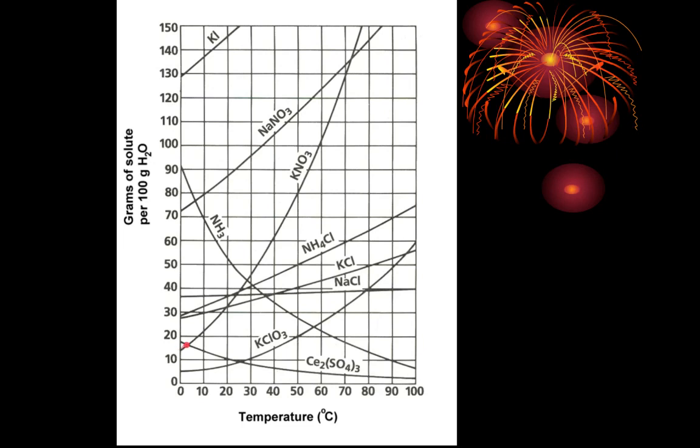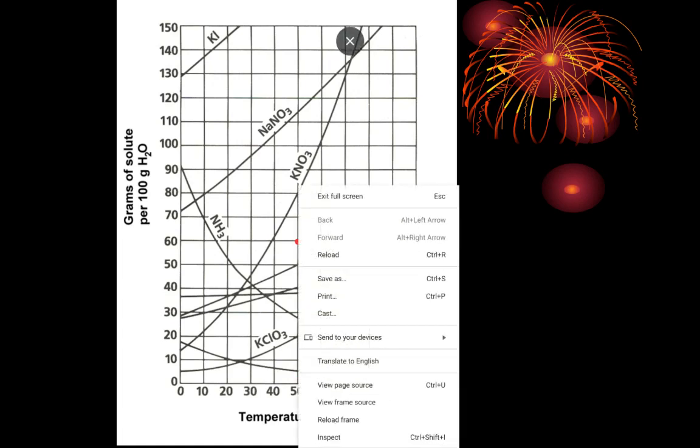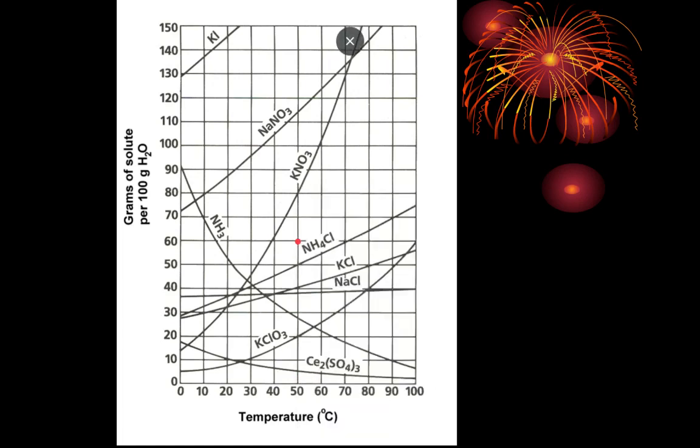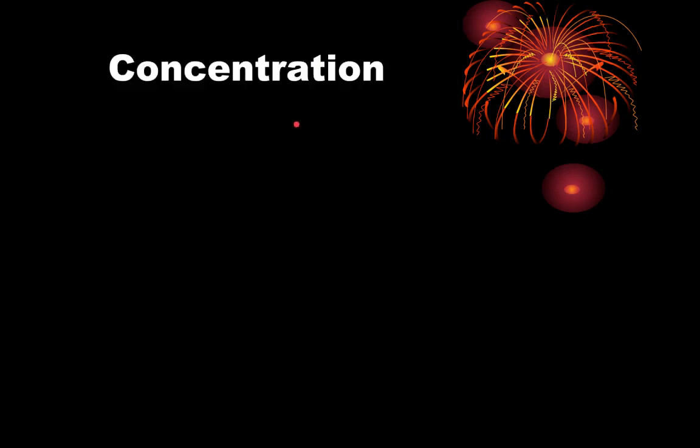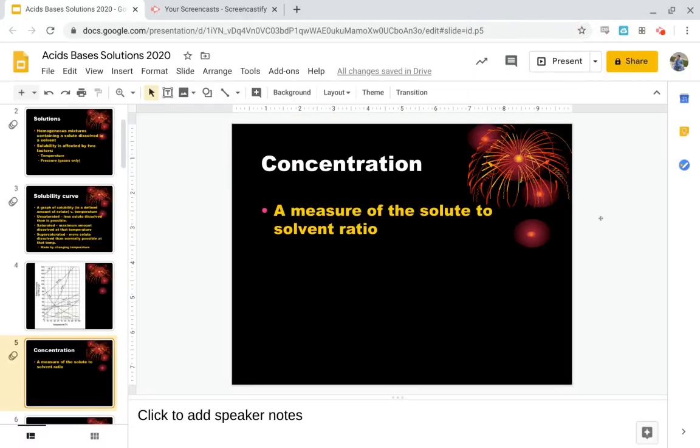If we look at something like potassium nitrate here, its curve increases pretty steeply. The hotter the water, the more you can dissolve. So let's say that we are at 50 degrees Celsius. If you have 60 grams of potassium nitrate dissolved in 100 grams of water, then your solution is unsaturated because you are below the line. If you have 80 grams dissolved, you are saturated. And if you had 110 grams dissolved, then it is supersaturated.